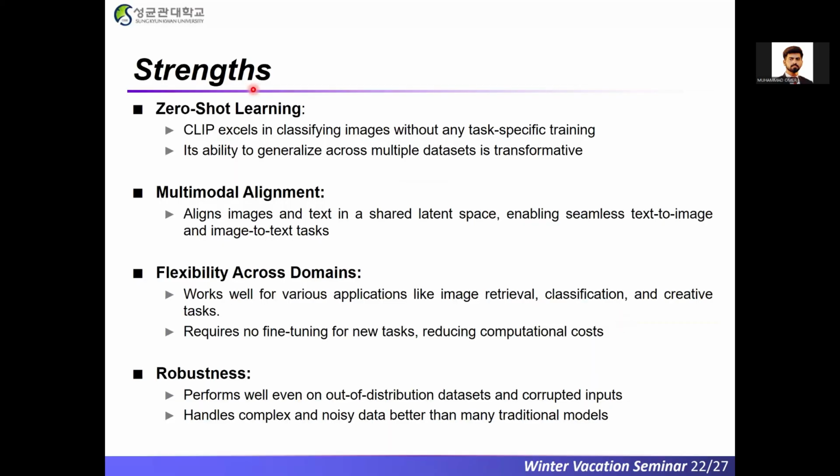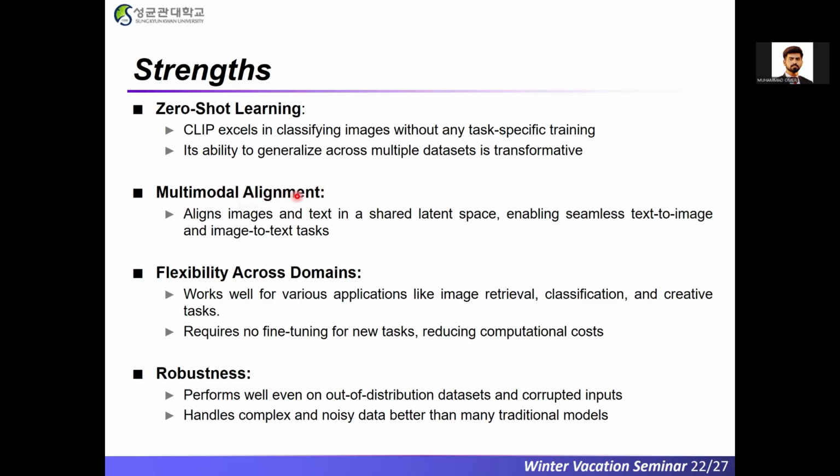So what are the strengths of this CLIP model? It performs zero shot learning. So CLIP excels in classifying images without any task specific training. As we have told earlier, the CLIP model has been trained on a large dataset, so it does not need any specific domain specific dataset to perform well. Its ability to generalize across multiple datasets is transformative.